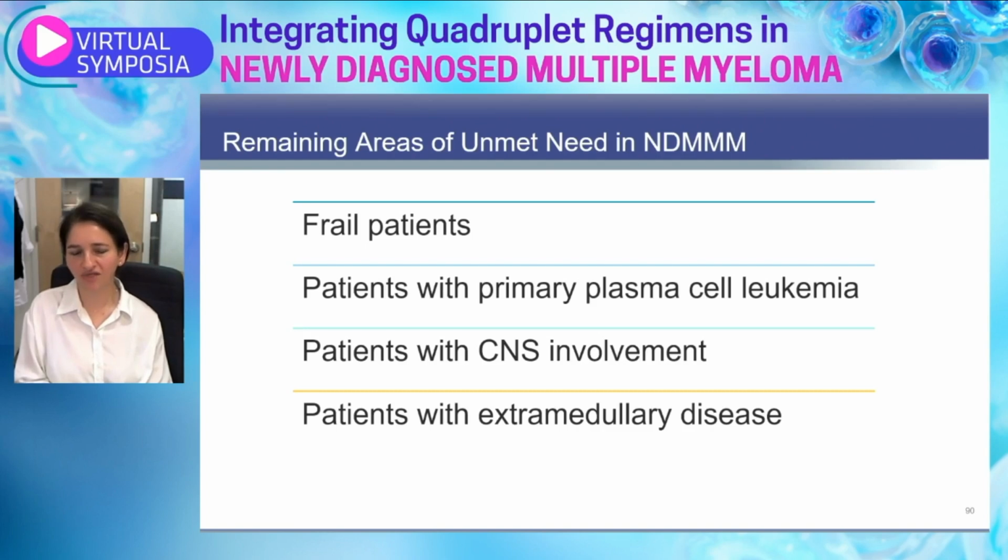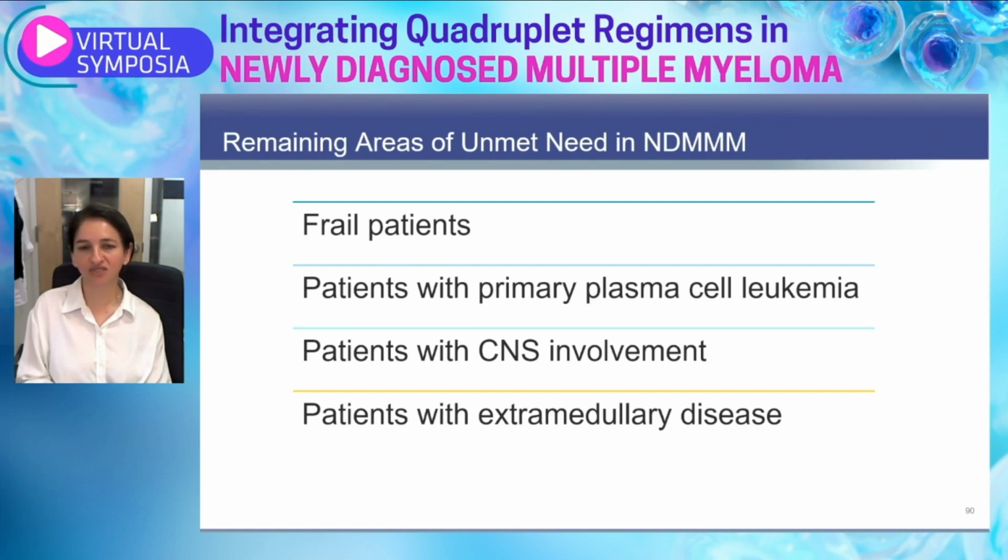There are lots of areas of unmet need in the newly diagnosed space. We've touched on some of these. Frailty is a big part. So although we've talked about all of these quadruplets, not everybody can tolerate a quadruplet. So we really need to figure out how best to treat this.